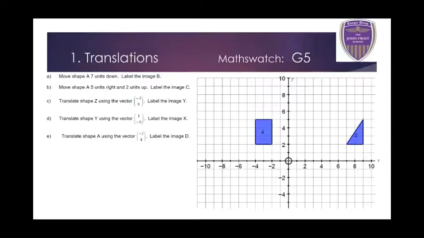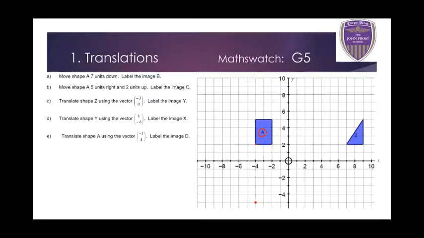So for the first two questions, we're asked to move shape A 7 units down and label the image B, okay? So here is shape A, and we're looking to move it 7 units down, okay? So what I'm going to do is focus on this bottom left corner, and move it down 7 units. So 1, 2, 3, 4, 5, 6, 7. So this is where my bottom left corner is going to be.